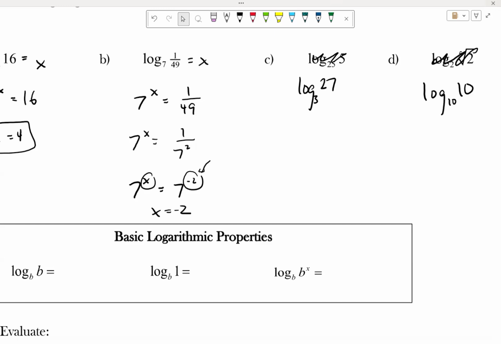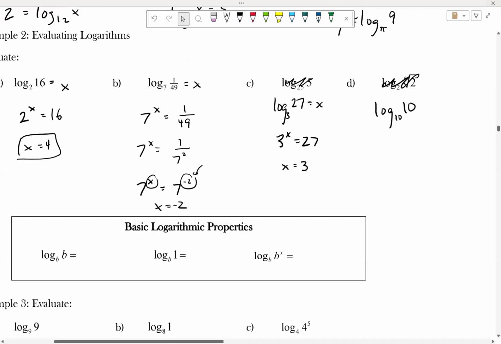Show me what you got for C. I'm seeing threes all around. We set that equal to X, so 3 to the what equals 27? Yes, 3 cubed equals 27. And D, show me what you got if you got it already. Yeah, nice. It's equal to X. So 10 to the X equals 10. There's only one number this could be: 1.